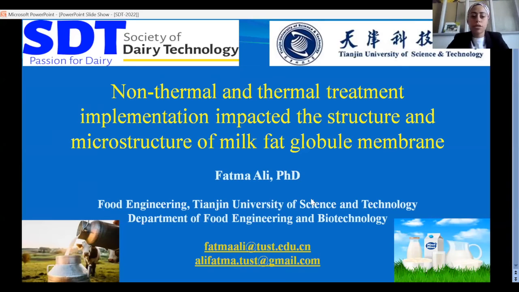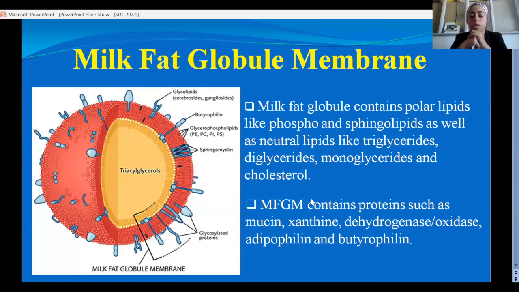Actually, there is an increasing interest in the potential use of milk fat globule membrane as an ingredient in food and non-food application due to the functional properties of the polar lipids and proteins present in MFGM. And MFGM has numerous health promoting effects, and some studies have reported a significant relation between MFGM fractions and individual components with some disease. So before starting talking about the effect of cold plasma on MFGM, let me give you a brief introduction on MFGM.